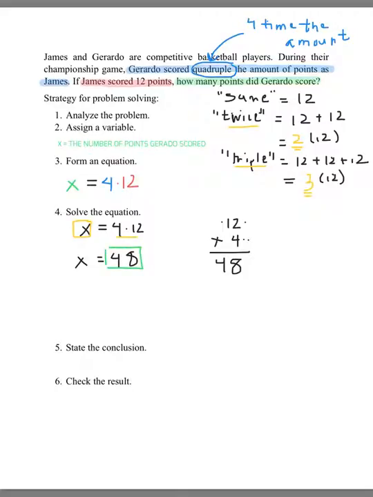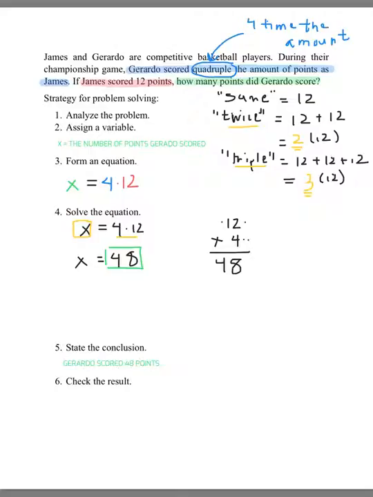Now we're going to go ahead and say our conclusion clearly using words. So the question to be answered, how many points did Gerardo score? So we're going to go ahead and mimic that in our conclusion. So our conclusion is going to be Gerardo scored 48 points. Again, the conclusion is simply the question to be answered, reworded in the form of a statement.